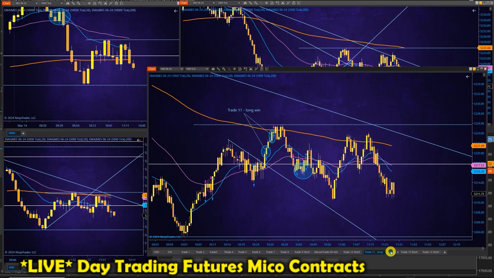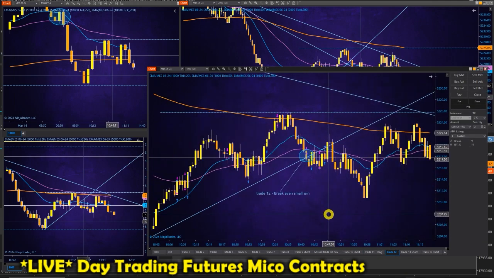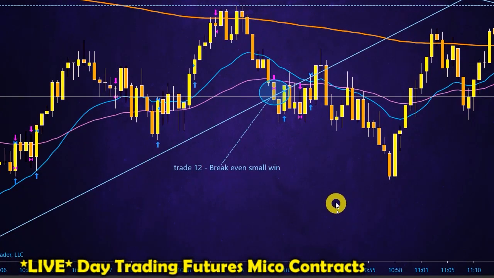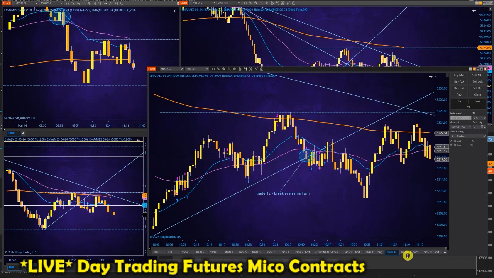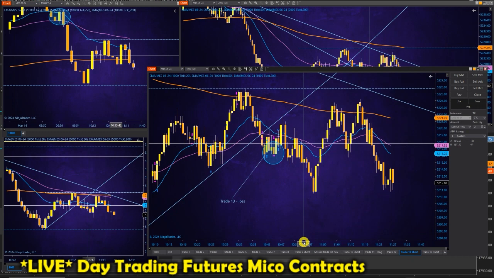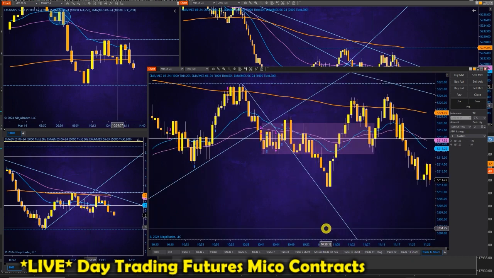Let me take a look at trade 12. I don't know what's going on with trade 12 and trade 13 here. These are 2 trades back to back. Again, another 2 trades back to back. It looks like I can't even tell if they're wins or losses, to be honest with you. This is just ridiculous, you know what I mean?